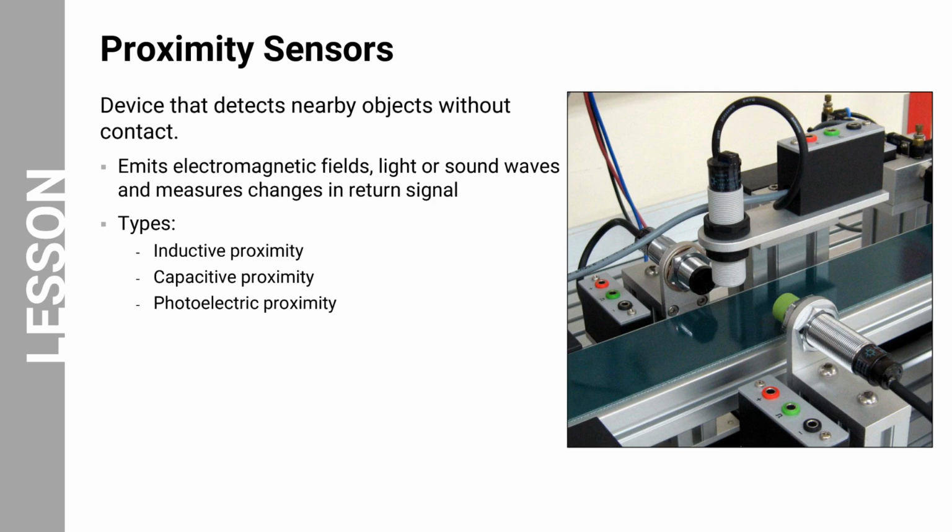Next, we have proximity sensors, which are devices that detect nearby objects without requiring physical contact. These sensors operate by emitting signals, either electromagnetic fields, light beams, or sound waves, and then measuring changes in the return signals when objects enter their detection range. Proximity sensors come in three main types, each suited for different applications. They are inductive, capacitive, and photoelectric proximity sensors.